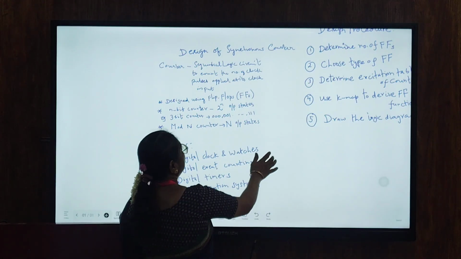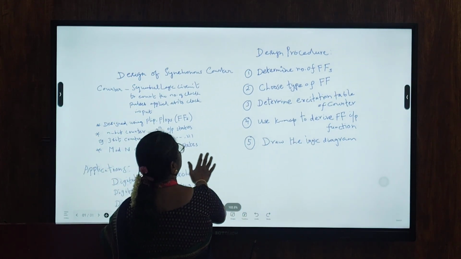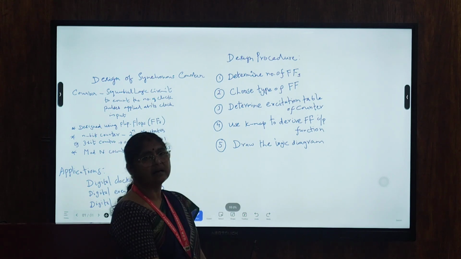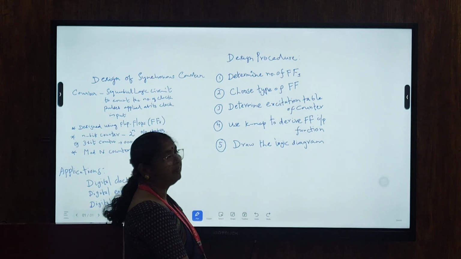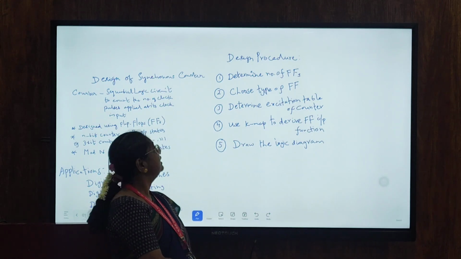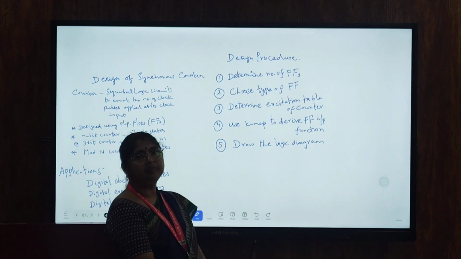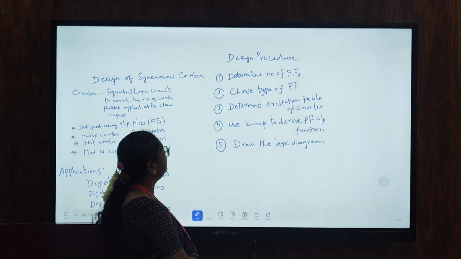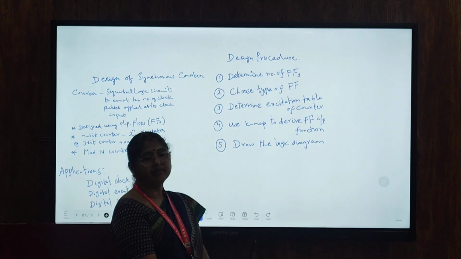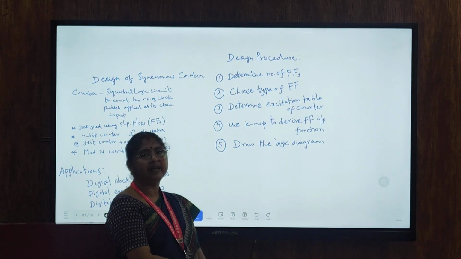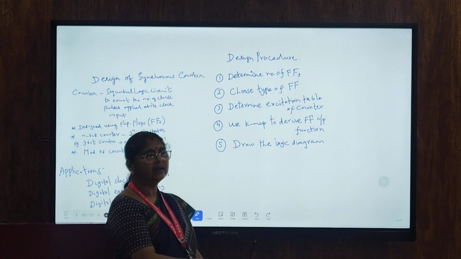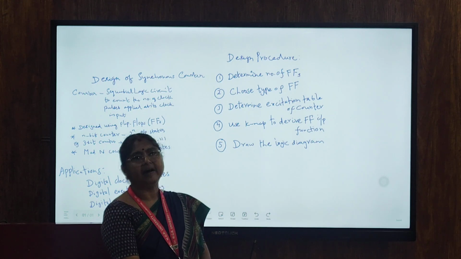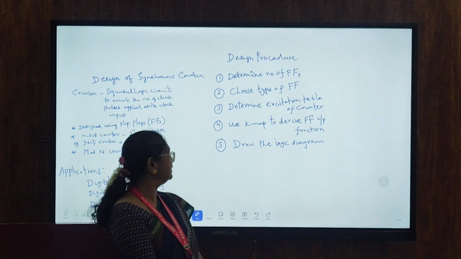The next one is how to design a synchronous counter. The design of a synchronous counter involves 5 steps. First, we have to determine the number of flip-flops required to design the counter. Second, we have to choose the type of flip-flop. The third is to determine the excitation table of the counter. We know that the excitation table gives the flip-flop inputs for a particular present state and next state. So if you know the present state and the next state, then using the excitation table, you can find the flip-flop input functions.